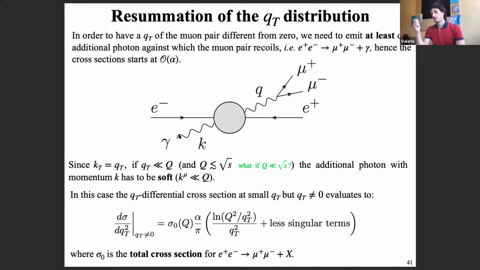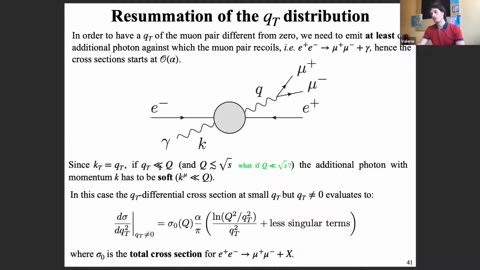Then they make the first step, and they say, well, if you want to have a QT of the vector boson different from zero, of course you need at least an additional photon against which the vector boson recoils, this photon indicated here. This means that the lowest order process you need to consider is e plus e minus into mu plus mu minus plus one jet, and so you see immediately that in QCD the cross-section has to start at order alpha s. This is something that I've already highlighted before. Then, of course, you understand that in this particular condition, the kT of the additional photon is equal to the kT of the virtual photon.